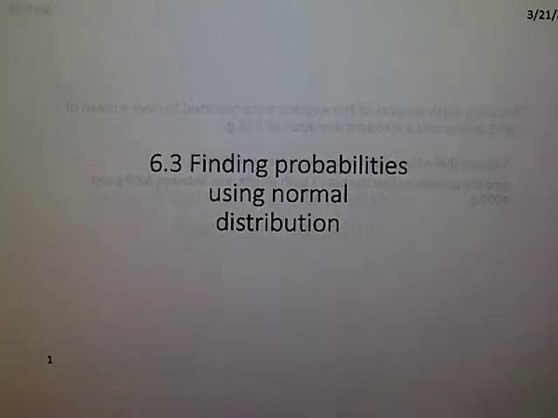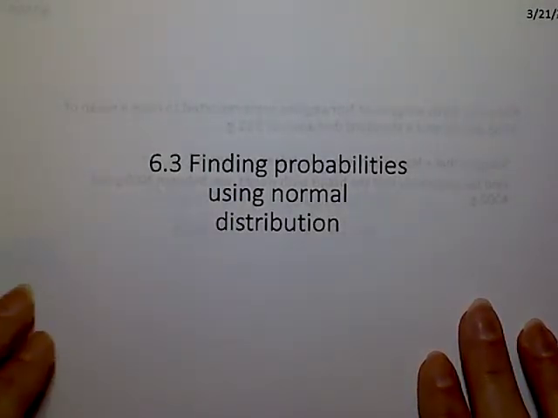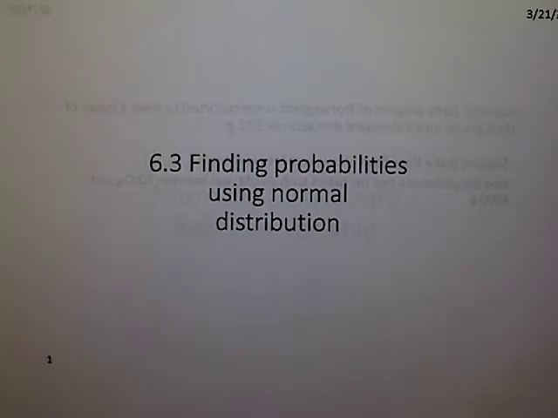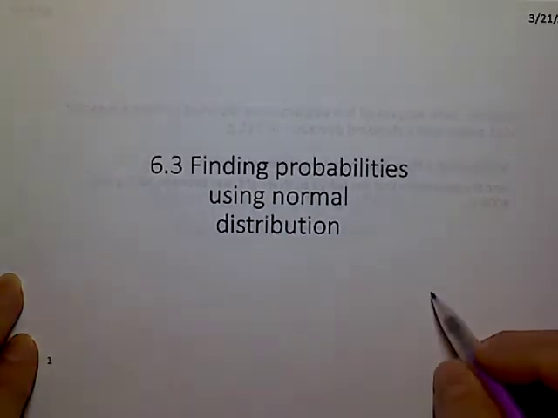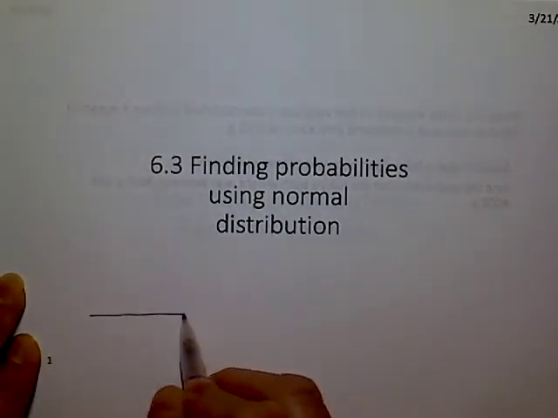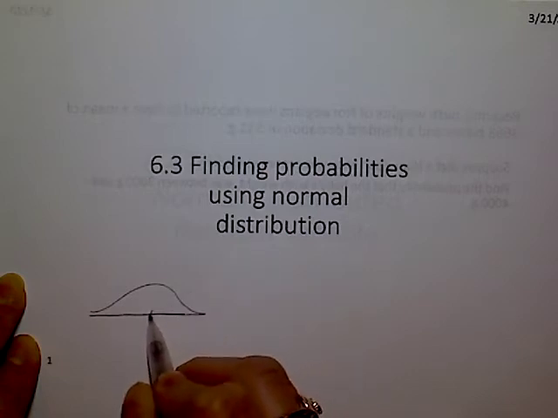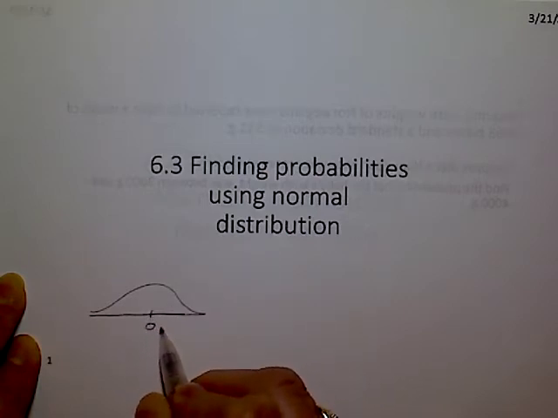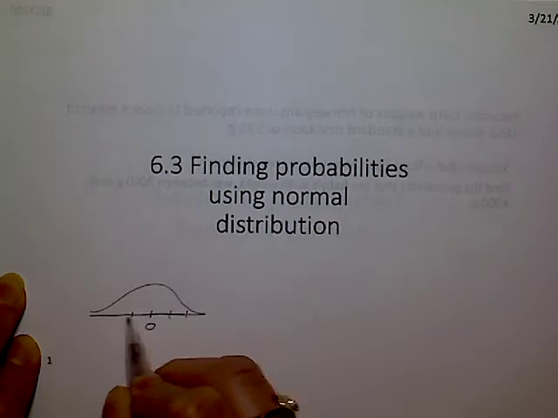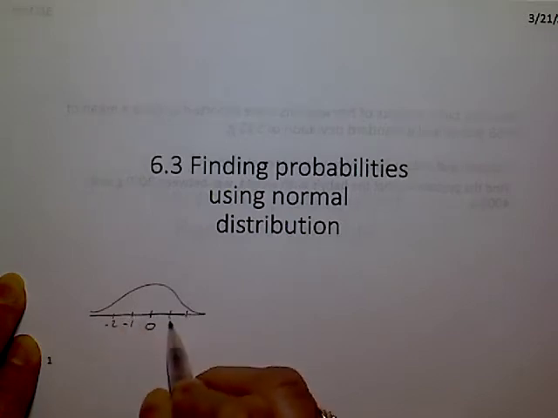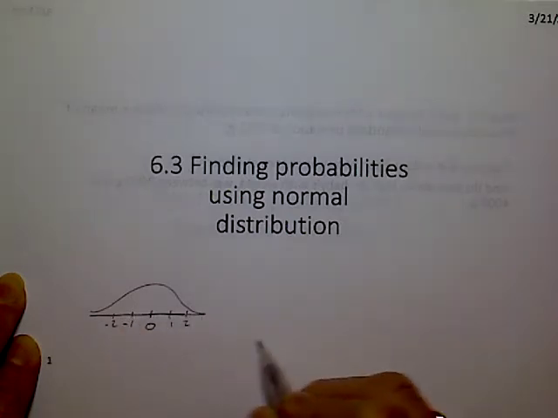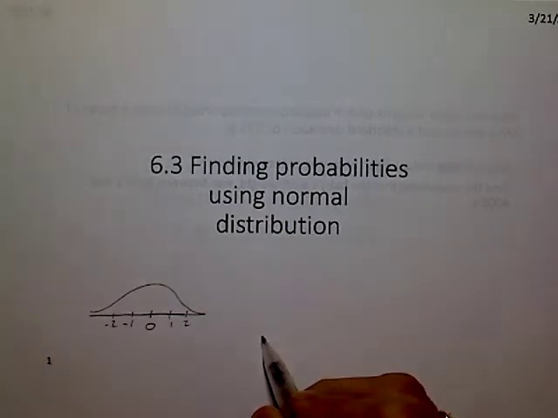Alright, this is section 6.3. It's basically the word problems that go with what you've been doing in the last two sections. So what we're looking at is taking a distribution and turning it into a normal distribution where the mean is 0 and the standard deviation is 1. And so we're going to put it on this kind of a scale and get our new distribution.